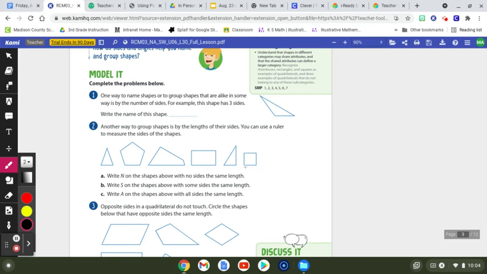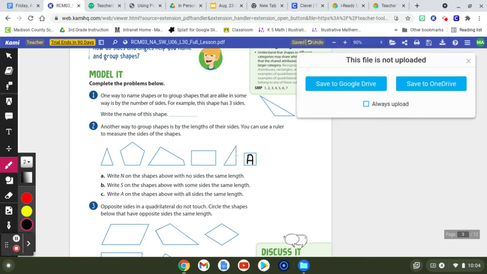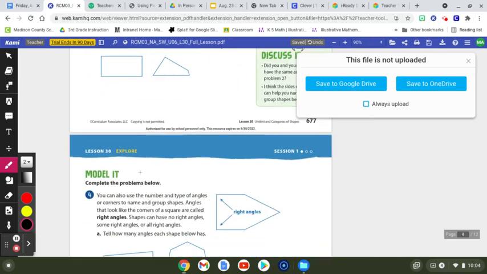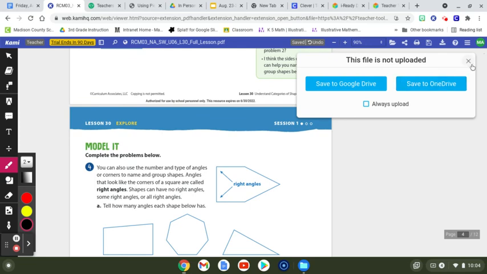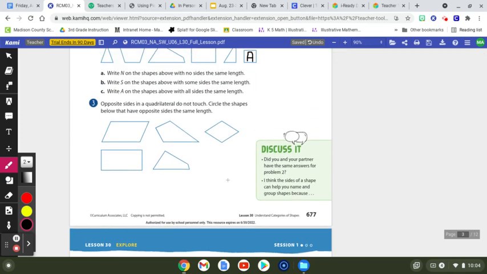Because I can notice this square, all four sides are the same length. So I can go down here and it says write an A on the shapes with the same length. So now I can come over here to this and just write A because they're all the same. If I look at this triangle though, I can see none of them really look the same. So that's why I'd write it in. So please read very carefully as you are going through them. So that's asking about the side length.